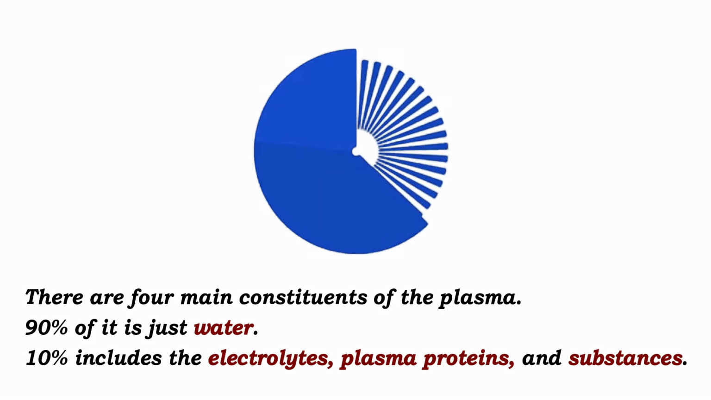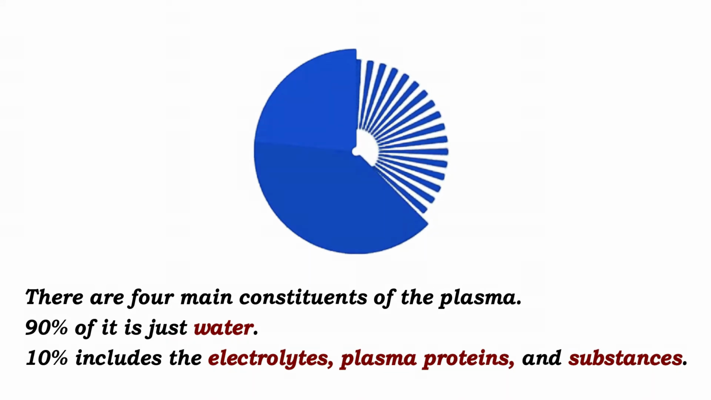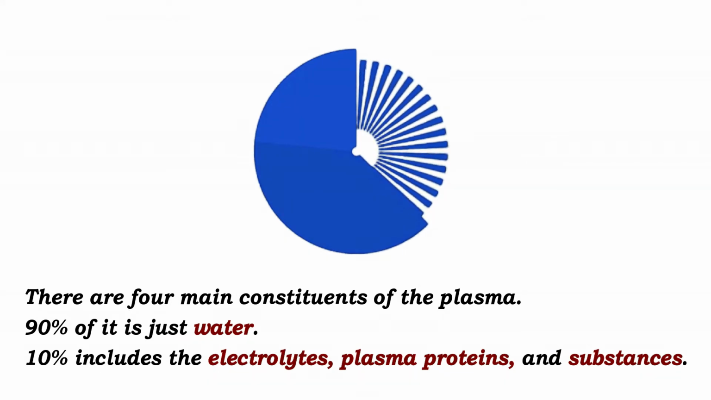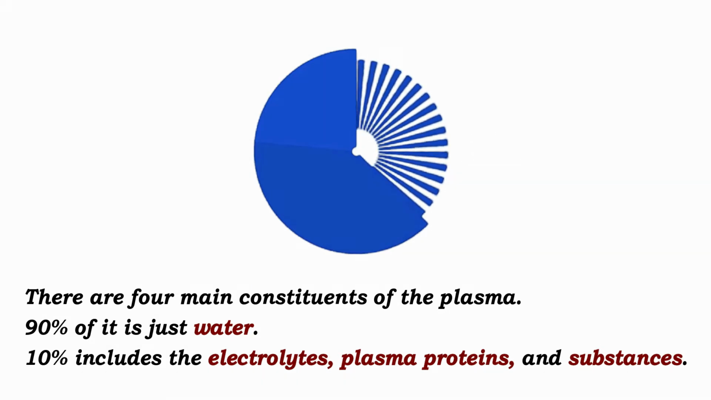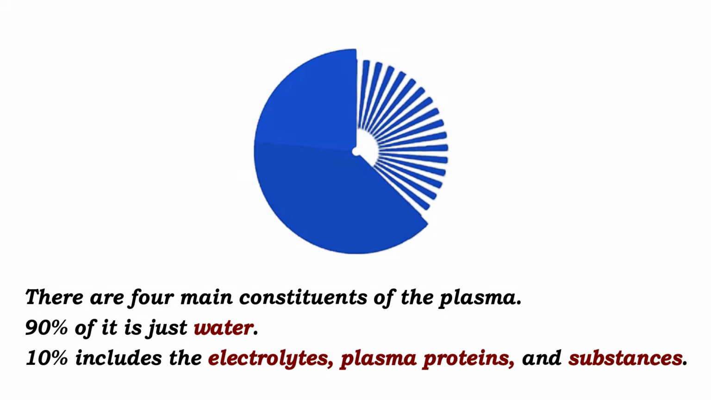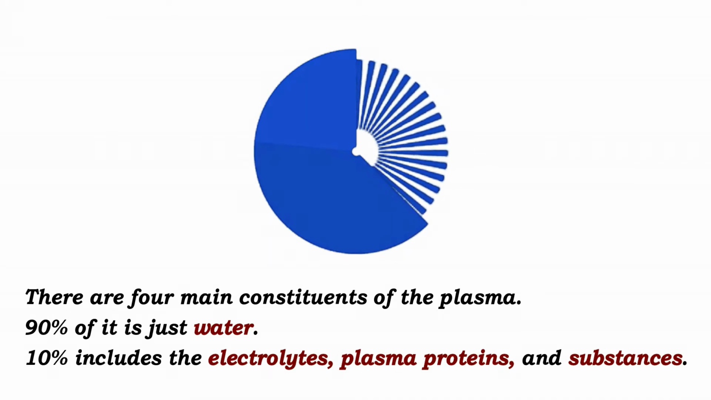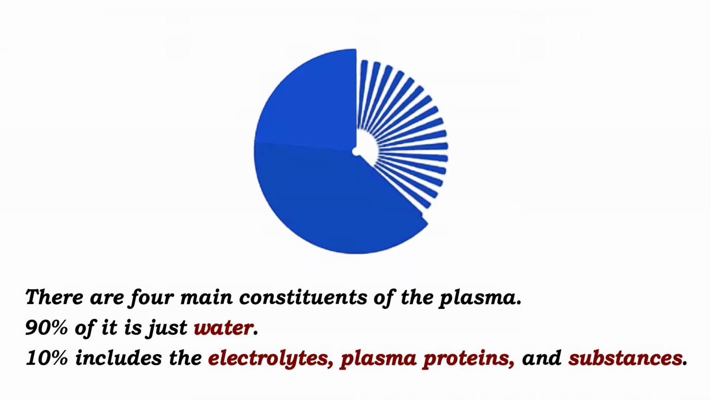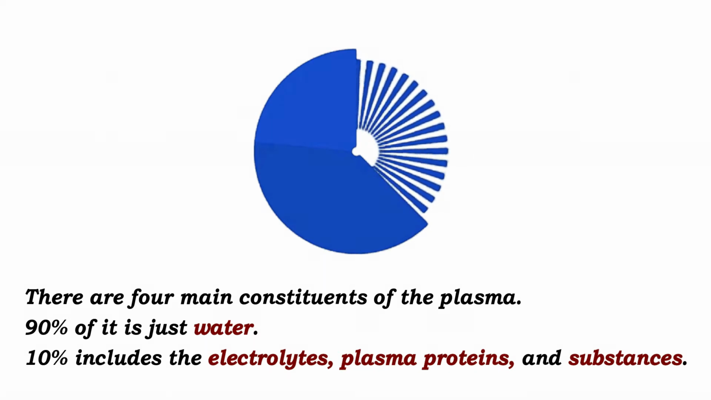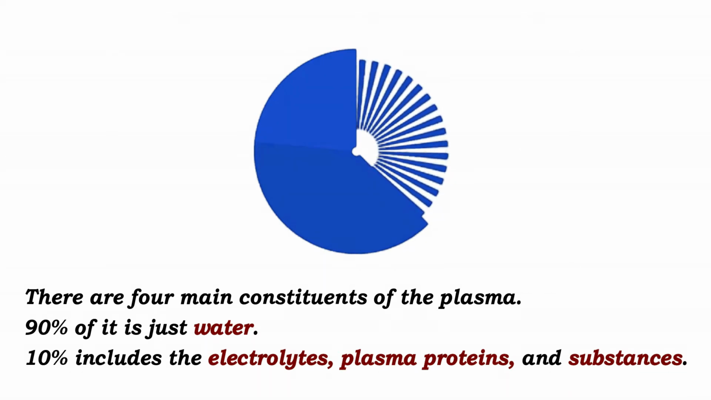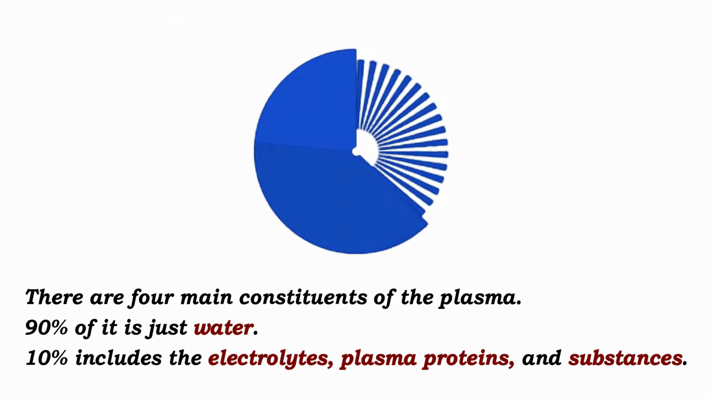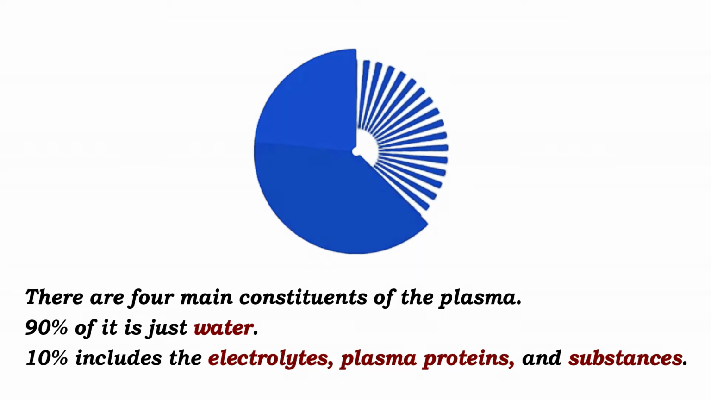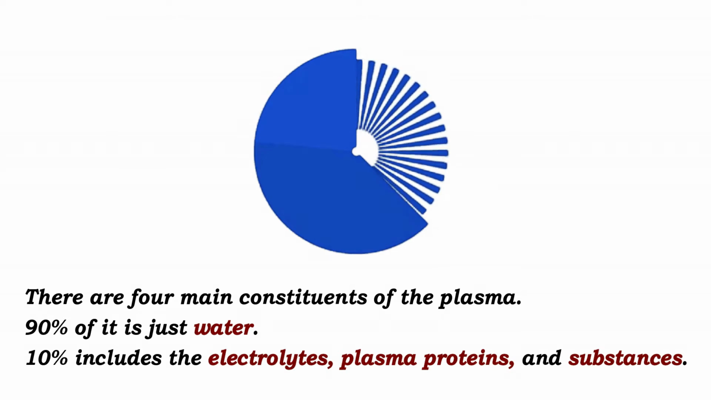Let's talk about the plasma. There are four main constituents of the plasma. 90% of it is just water. Think of it as the carrier of the goodies. Next are salts, which are also referred to as electrolytes. There's also what we call plasma proteins. You might have seen these terms in one of your lab results. Last are called substances. They're random essential gunk that can be utilized or eliminated.